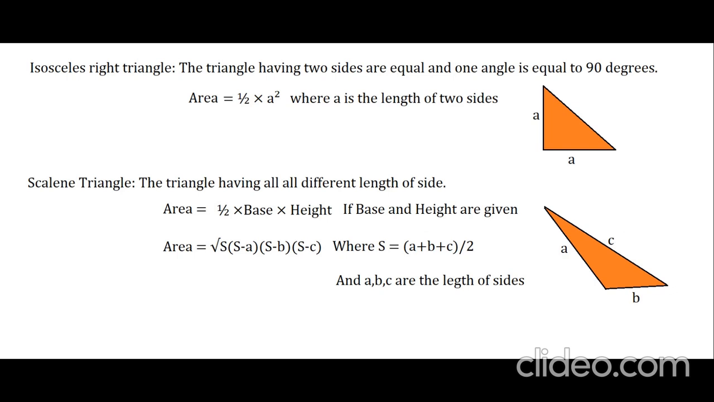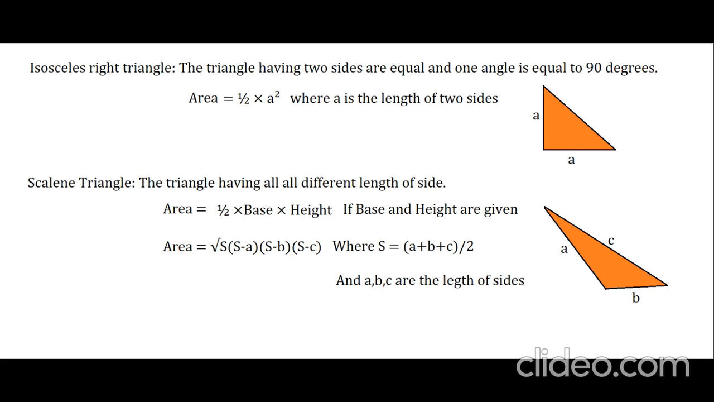There is one more triangle, the isosceles right angle triangle. It means the triangle having two sides of equal length and one angle equal to 90 degrees. Then the area of that triangle will be half into a square, where a is the length of the two sides. You can see in the figure the triangle having one angle equal to 90 degrees and the other two sides are equal. Move to scalene triangle.